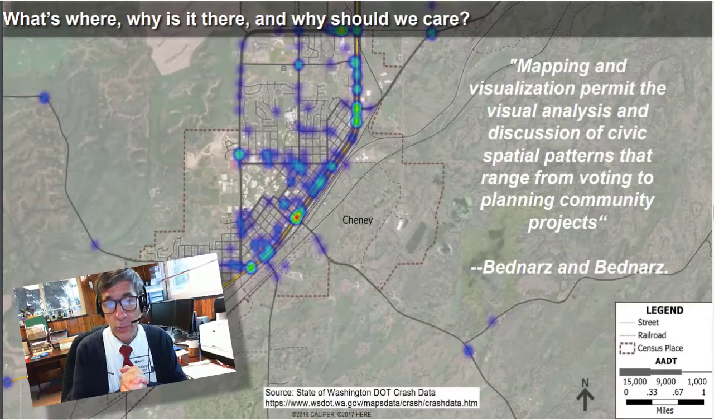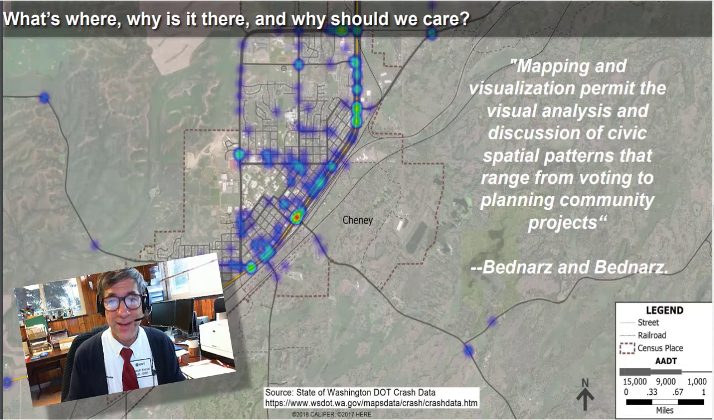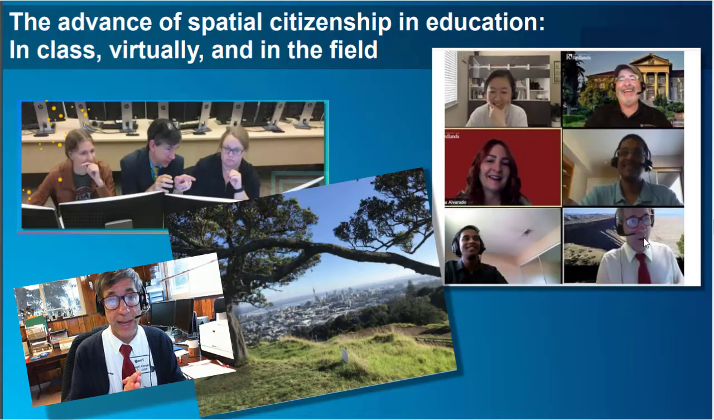Mapping and visualization permit the visual analysis and discussion of civic spatial patterns that range from voting to planning community projects. See Bednarz and Bednarz in Chapter 5 of the book Spatial Citizenship Education. Geoliteracy and spatial citizenship through geotechnology is making steady progress across all levels in education worldwide. Teachers and students in thousands of primary and secondary schools around the world use geotechnology to teach biology, earth science, technology, mathematics, geography, history, and other subjects.